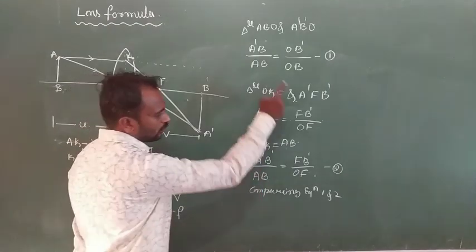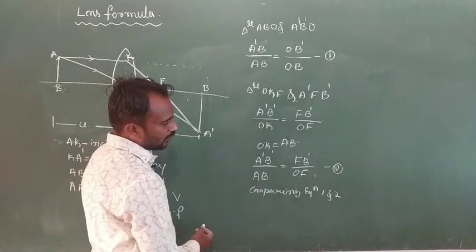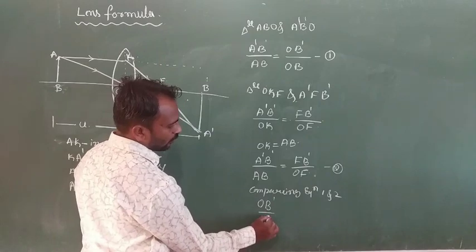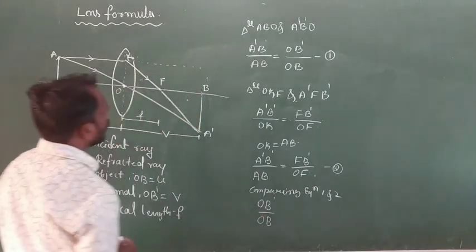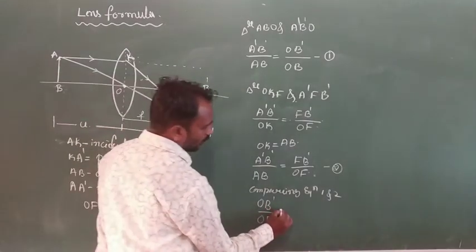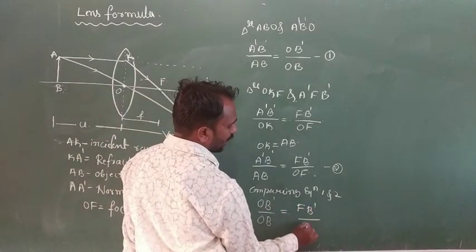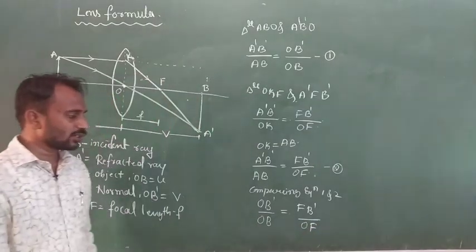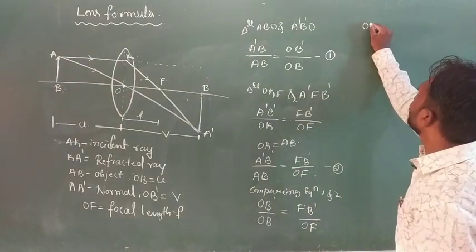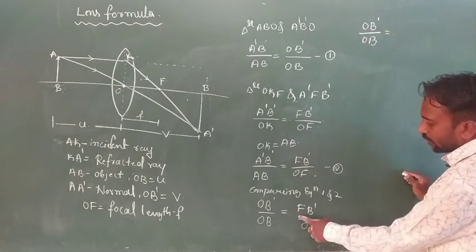Comparing equation 1 and 2. So A'B' divided by AB, and here also A'B' divided by AB. So OB' divided by OB is equal to FB' divided by OF. Okay, so OB' divided by OB is equal to FB'.